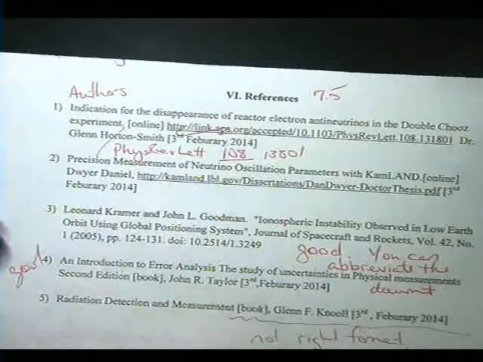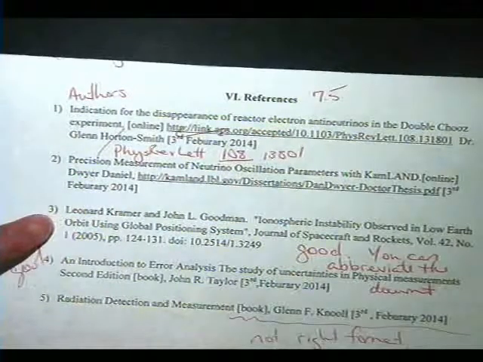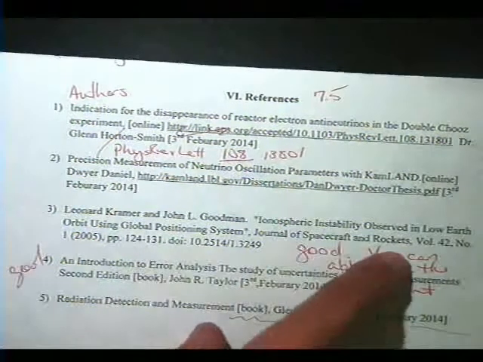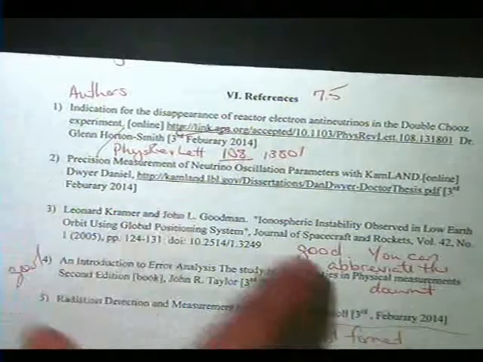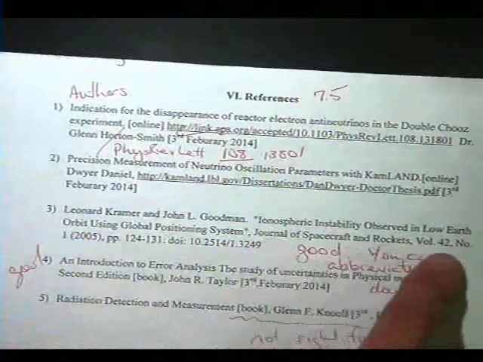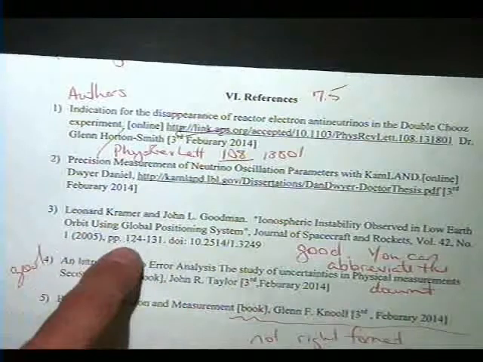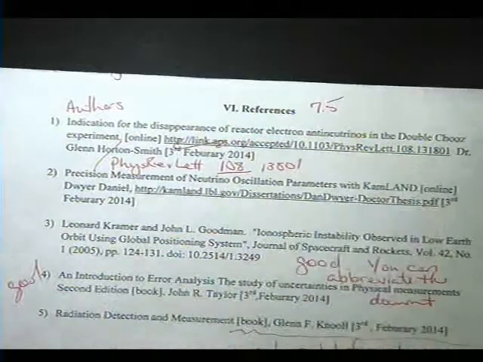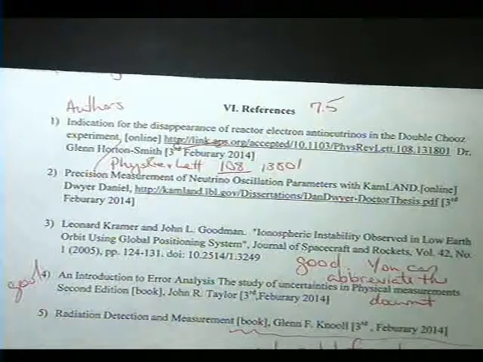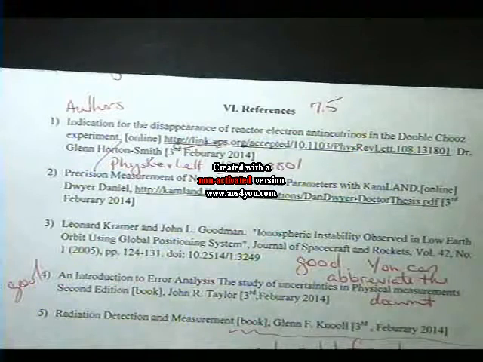So this one, the Leonard Kramer and John L. Goodman, Ionospheric Instability in the Journal of Spacecraft and Rockets, is correct. It tells me who the authors are, what journal it came from, what volume number and year and pages, and then it also has the document identifier. That is correct. There are examples in the Phys Review style of how you're supposed to do it. You need to do it that way. And no, I'm not writing down here right now how to do it because I want you to go look it up so it sticks in your brain.